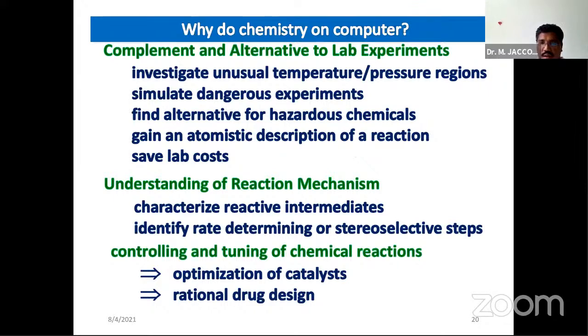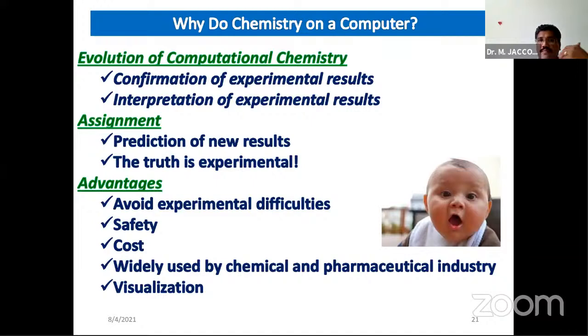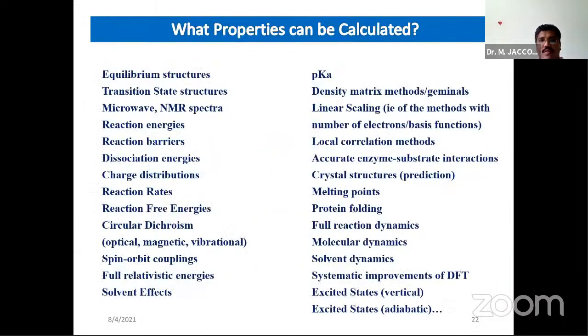And as well, we can easily identify the rate determining step and the controlling tuning of the chemical reaction. We can do rational drug design and property calculation. Especially conformation, interpretation of experimental results, prediction of new results, but everything is based on experiment. We can't go beyond experiment. We have to follow the experimental data, where the final correlation is done with the experiment. So these are all the advantages as I already discussed. These are all the properties, the wide range of properties we can calculate.